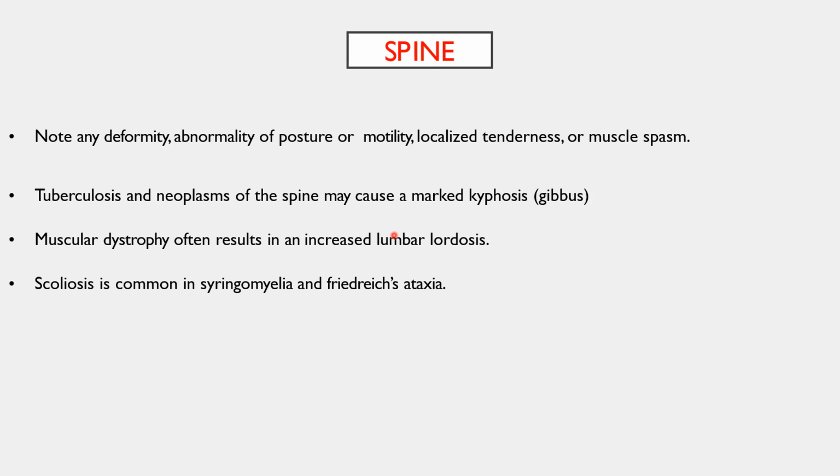In case of muscular dystrophy, as all of you know, exaggerated lumbar lordosis; scoliosis is also seen in syringomyelia, Friedreich's ataxia, and hereditary motor neuropathies also cause scoliosis. By examining these spine findings, you can make out the diagnosis.